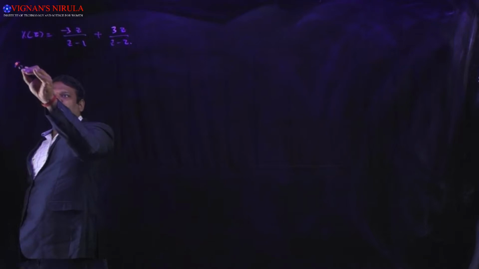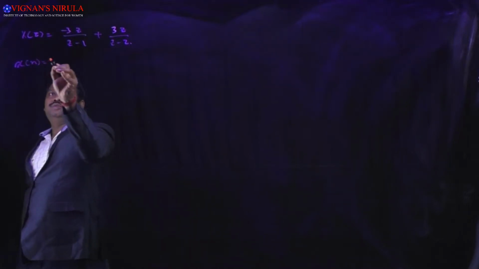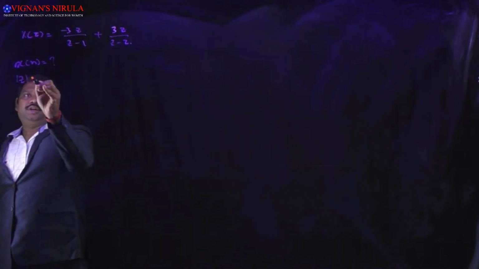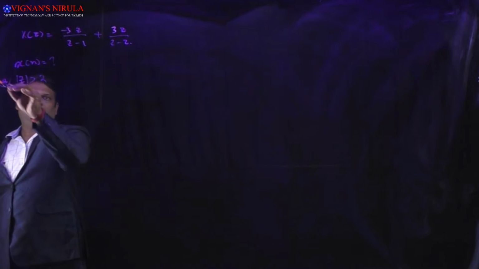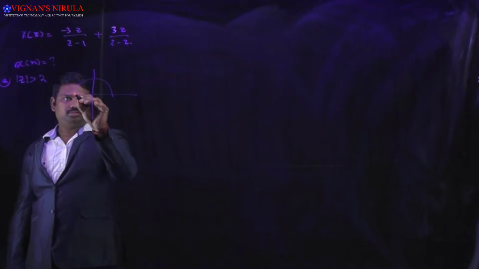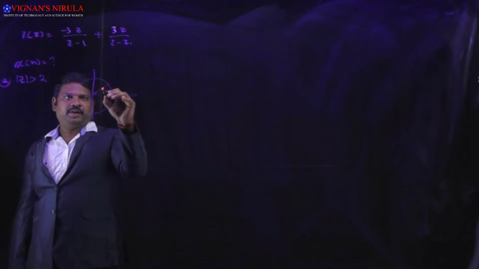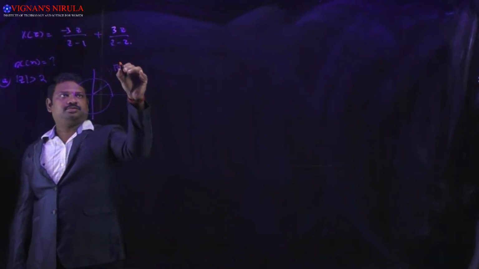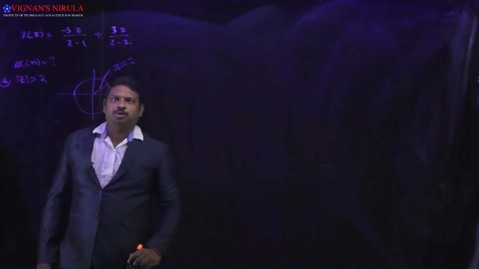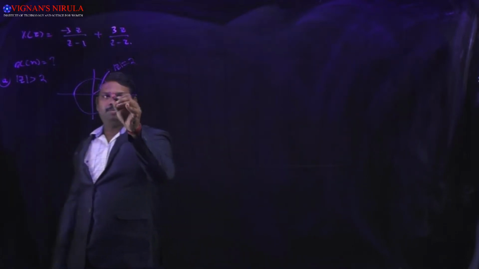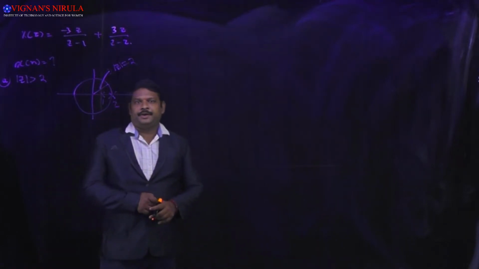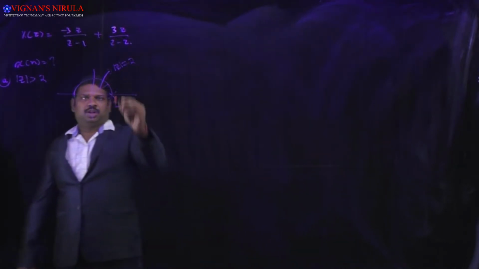We need to find the inverse Z transform for the three cases. The first case has |z| greater than 2. When we say |z| greater than 2, draw a circle with radius |z| equal to 2. That means we have a pole at 2 here, and another pole at 1. Now, beyond this, the ROC will be present.